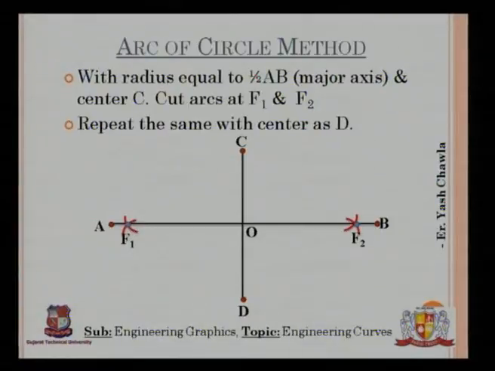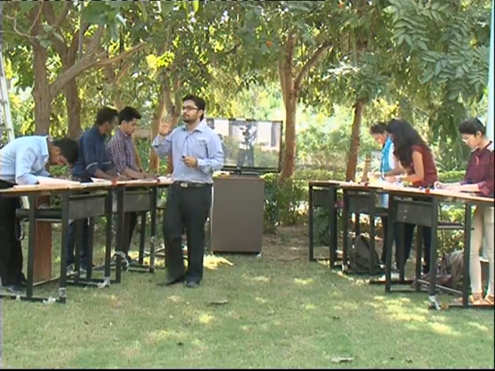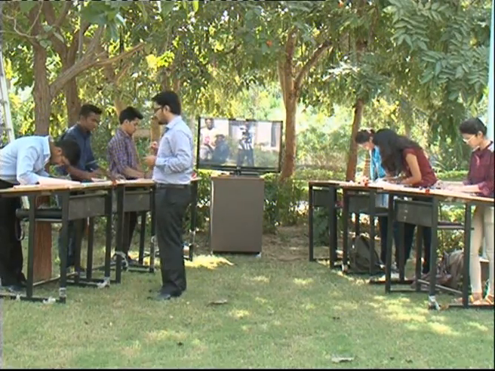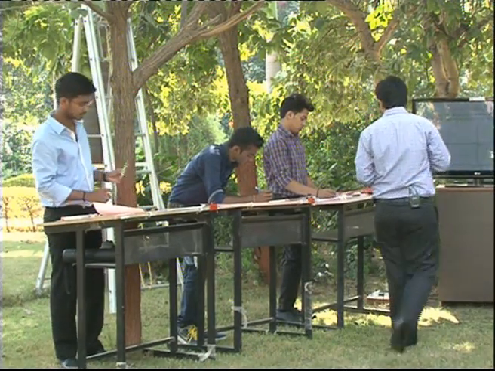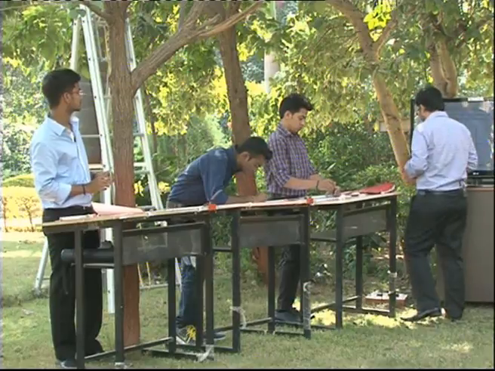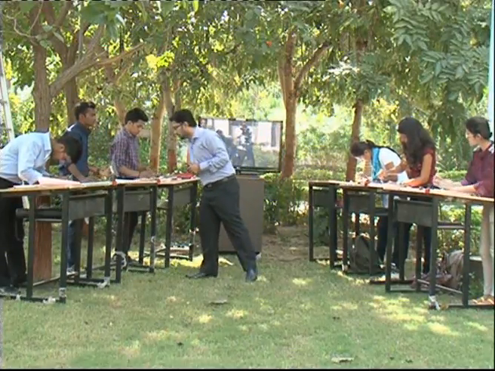Done? Chaliye, let's move on to the next. Now take small radiuses of 3 to 5 mm and cut successive arcs from F1 to O. Starting with F1, take a radius of 3.5 mm, and then cut successive arcs from F1 up till O. Good. Done?